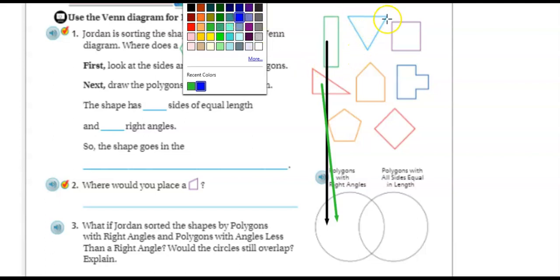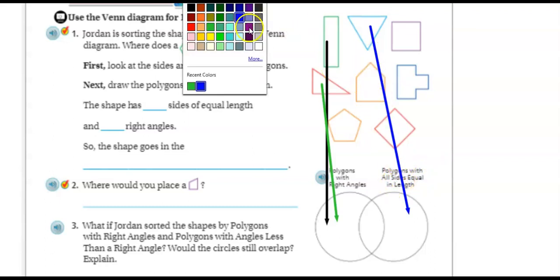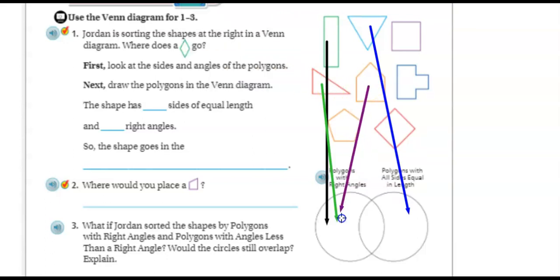So we have 1, 2, 3 sides. There are no right angles, but it is an equilateral triangle. All the sides are the same, so it has equal lengths. 1, 2, 3, 4, 5. It has right angles. So right angles, polygon with all sides equal. No, it does not have all sides that are equal though.